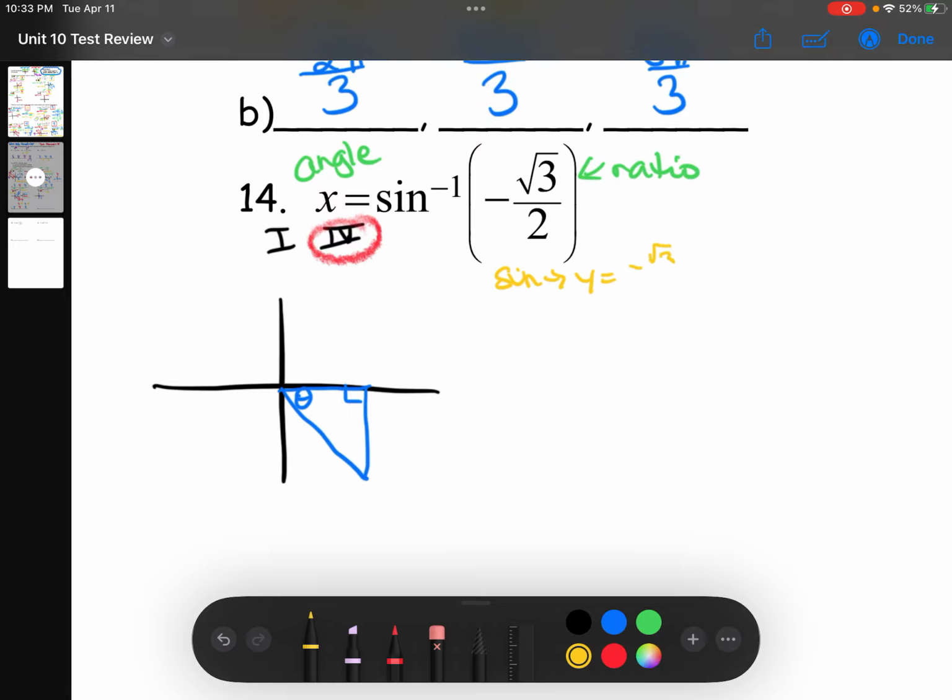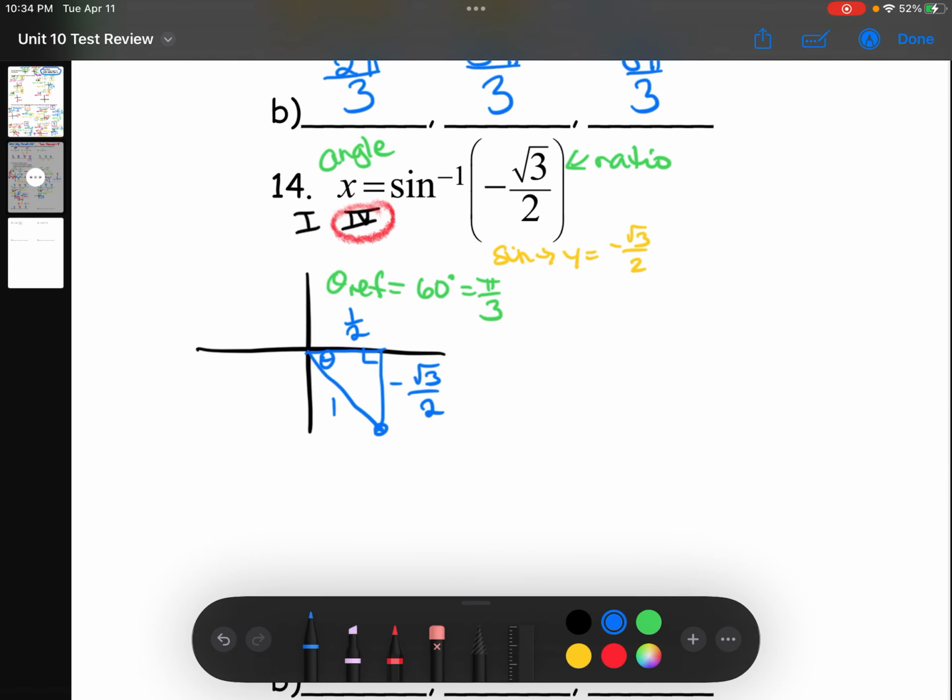Sine is y, which is negative root 3 over 2. So that y leg, negative root 3 over 2, makes that x leg a 1/2, hypotenuse 1. Then that reference angle across from root 3 over 2 is 60 degrees, or pi over 3. In quadrant 4, we use the negative angle measures, so that angle is negative pi over 3. And that is your principal inverse value for sine inverse of negative root 3 over 2.